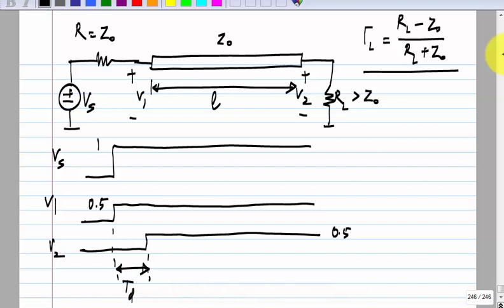So now, let me mark that. I have chosen RS to be Z0 and RL to be more than Z0. So I will get more than half, right? That will be the final voltage. So how will this change now? What will happen?